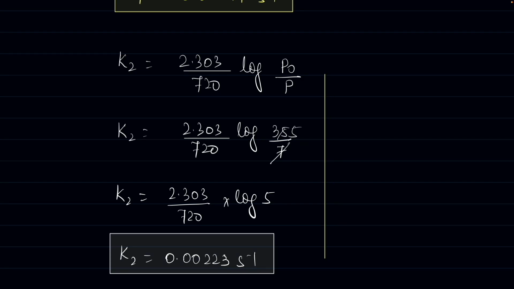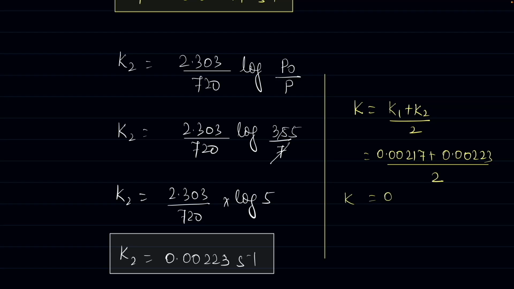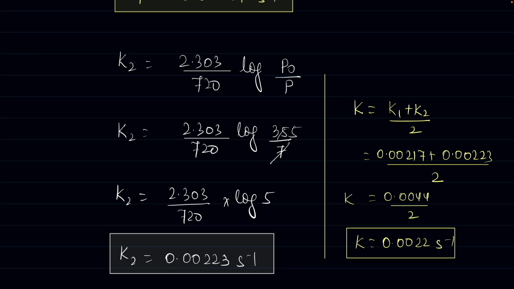Now we have the values of K1 and K2, but we have to find the average rate constant. So K is equal to K1 plus K2 divided by 2. K1 is 0.00217 and K2 is 0.00223, divided by 2. So K is equal to 0.0044 by 2. K is equal to 0.0022 second inverse. So this is the answer to this question.